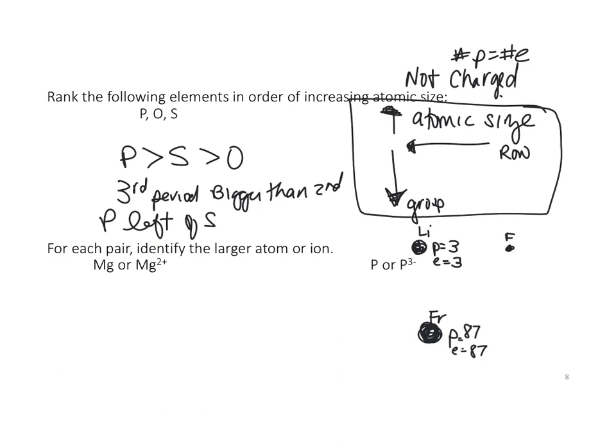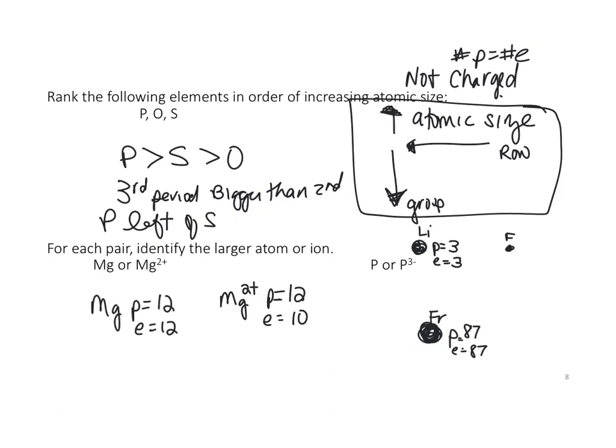Okay, for each pair, identify the larger atom or ion. Well, magnesium has how many protons? It has 12, and so it has 12 electrons. Magnesium 2+ has 12 protons, and it has 10 electrons. And so what happens is it shrinks.